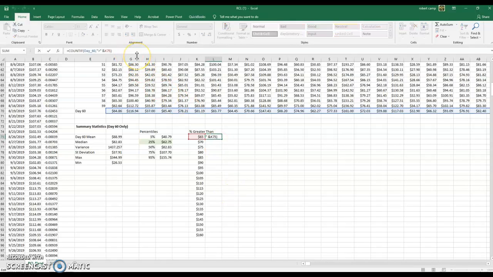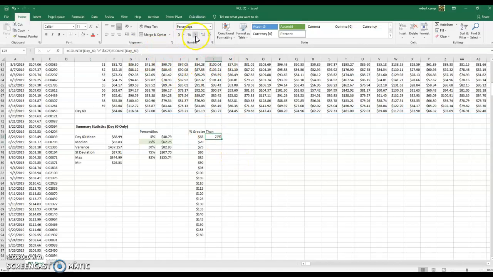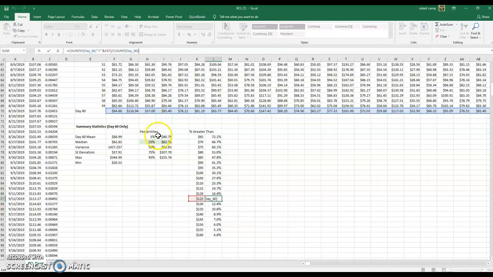Now, I do want this in a percentage, so what we're going to do is divide that by a count of just everything in that array. So that should be divided by 1,000. It gives us a percentage. We'll change that to a percentage. So of all my simulations, my 1,000 simulations as I simulate the stock price, 72% of them are going to be greater than $65. And so I'm just going to grab that. I'm going to drag that down, and we can see where we're at.